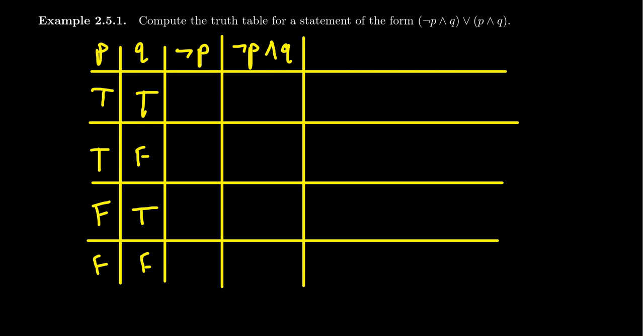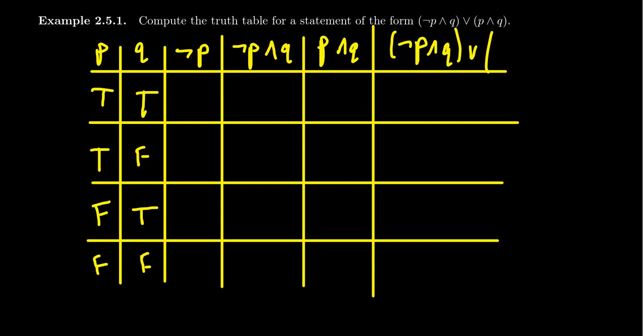I also probably should consider the P and Q, like so. So just adding a new column every time I want to make it a little bit more complicated. Then the final statement, not P and Q, or P and Q, like so. So now we fill these things in.